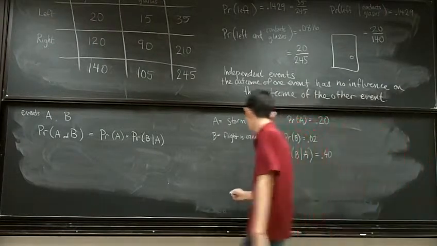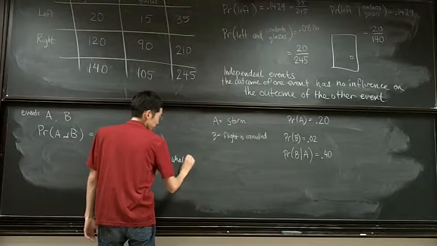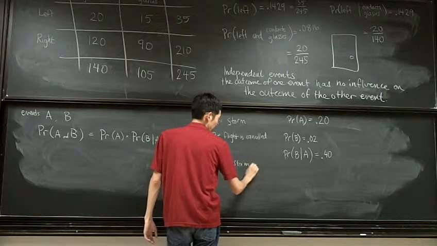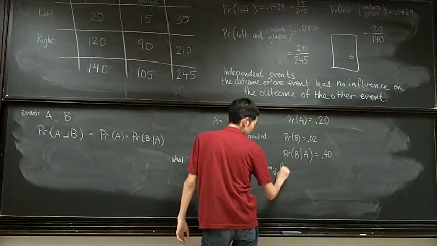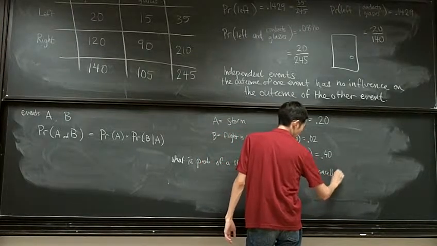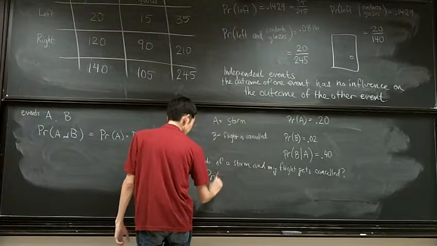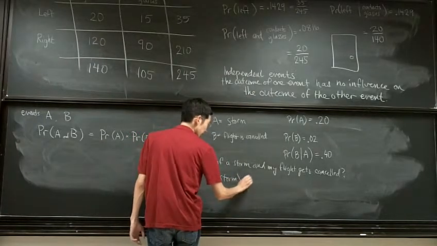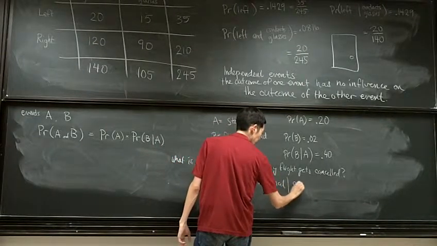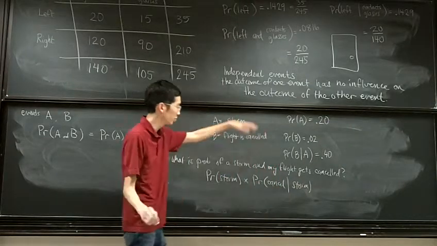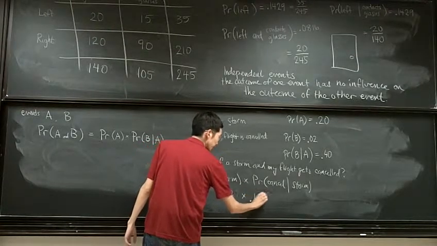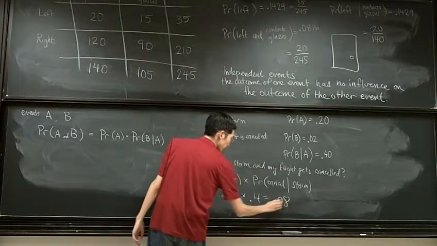So what is the probability of a storm and my flight gets canceled? This is going to be the probability of a storm times the probability of a cancel given storm, or A and B given A. So this is 0.2 times 0.4, which is 0.08.